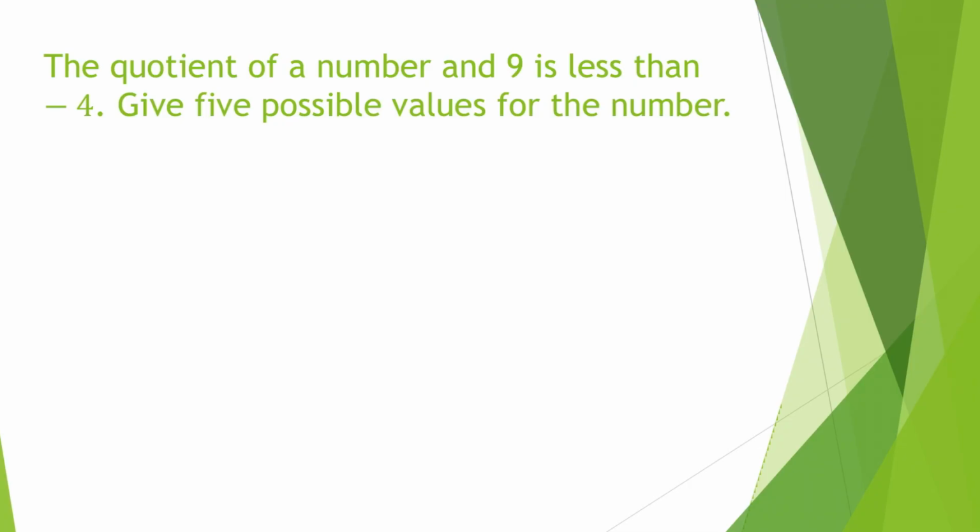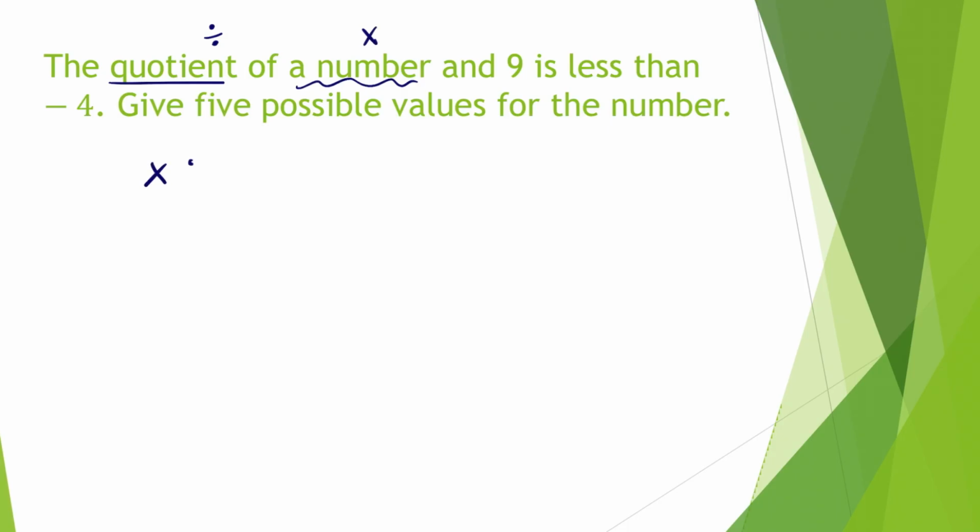Okay, this is different because it's not an actual context. It's not a scenario. I'm just giving you clues to solve a problem. So let's go through what each of them mean. So a quotient means division, okay? And it says a number. So obviously the number is the variable because we don't know what it is. We'll just call it x. And 9 is less than -4.